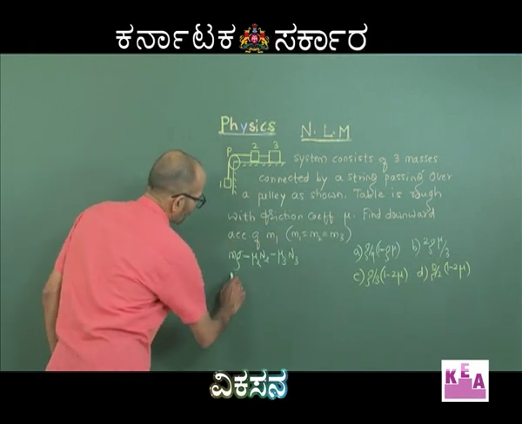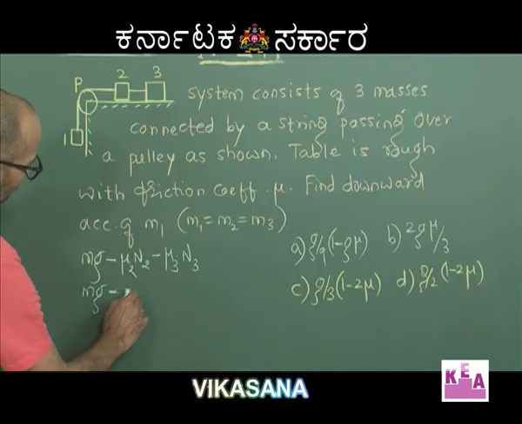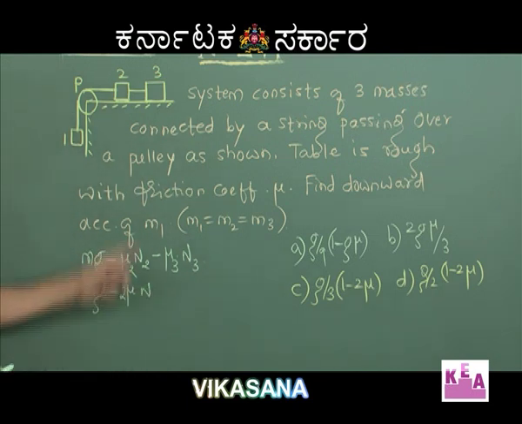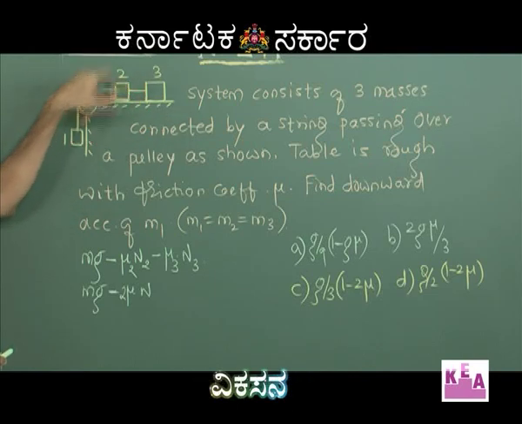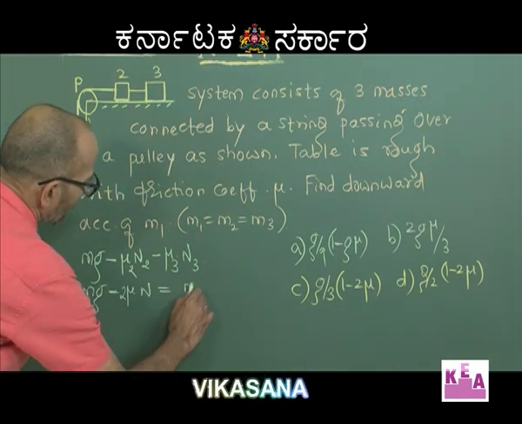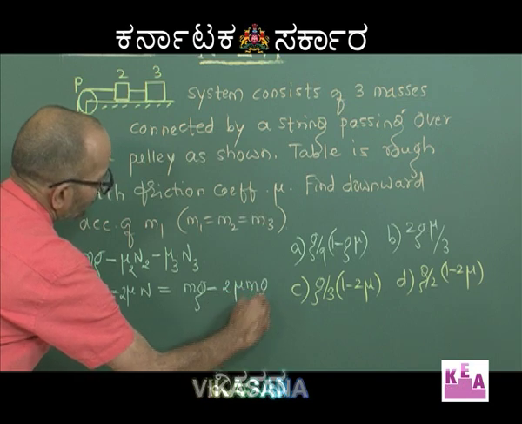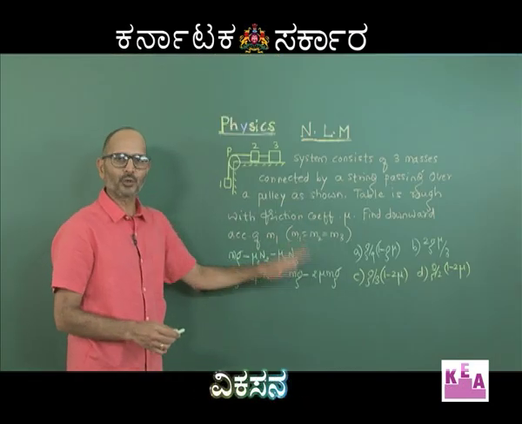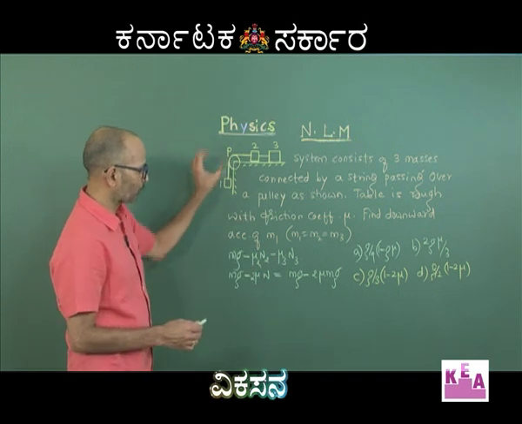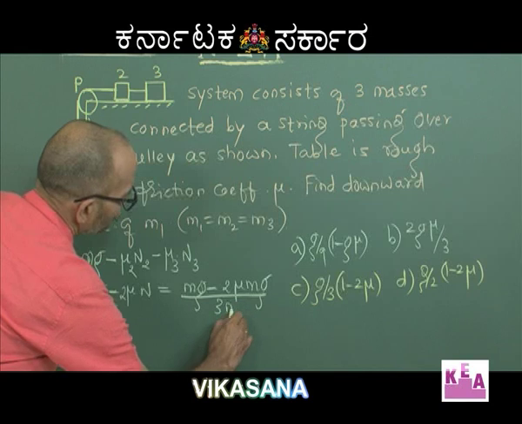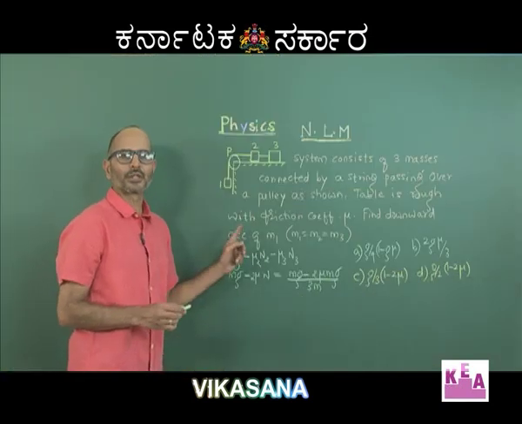Therefore, I can write the equation as mg minus 2 mu n. And the other thing that you can notice here is that n will be exactly equal to mg. Normal reaction is acting upwards, mg is acting downwards. So, you can write this as mg minus 2 mu mg. Fine. So, this is the net downward force, or you can say the pulling force, and if you divide this by the mass of the system, that is 3m, you will get the acceleration.